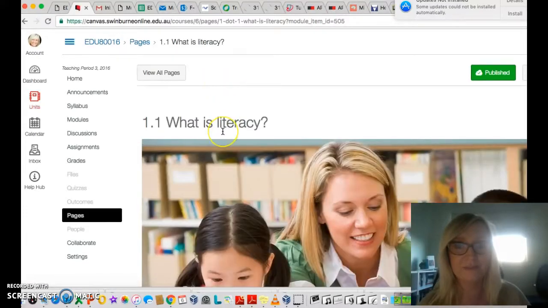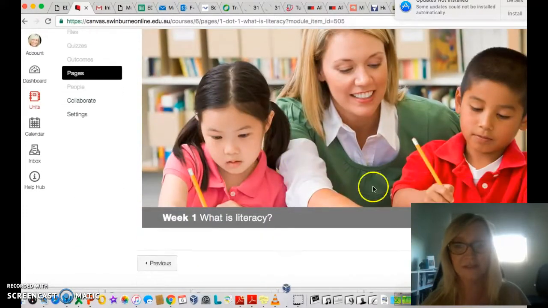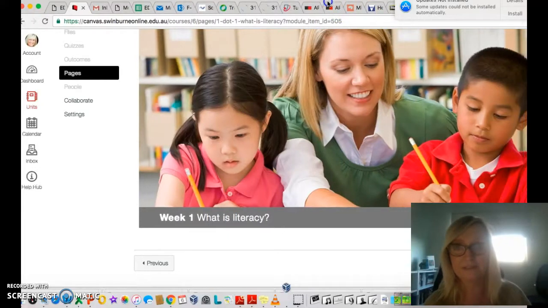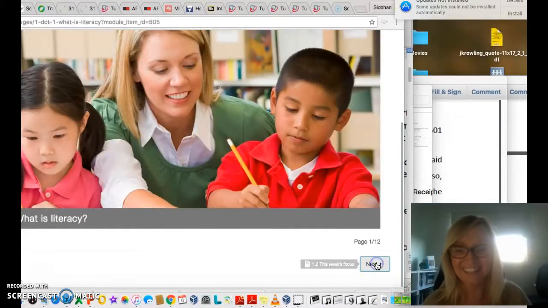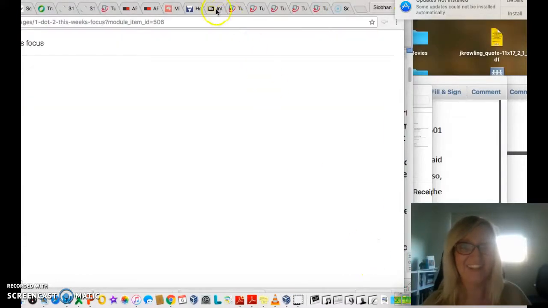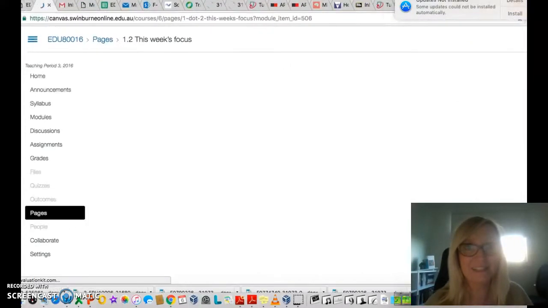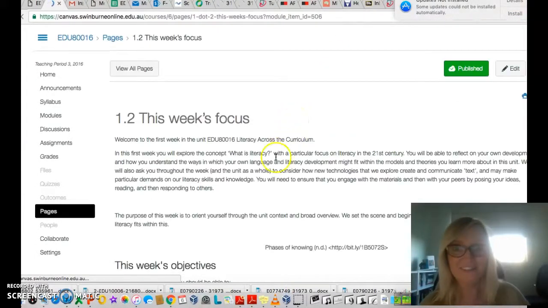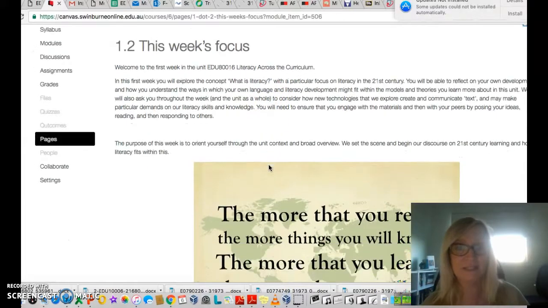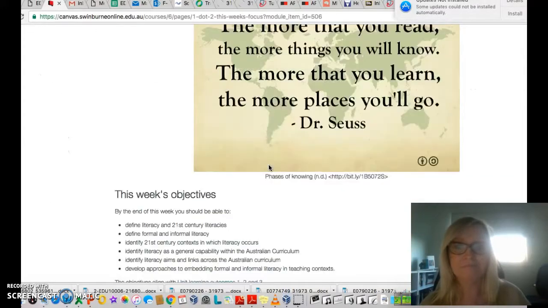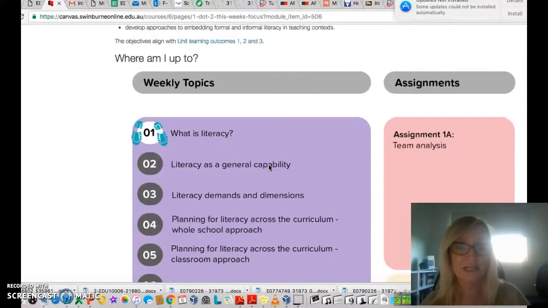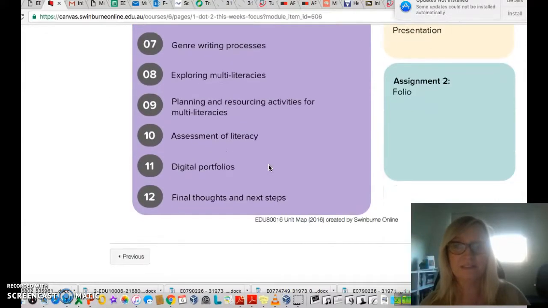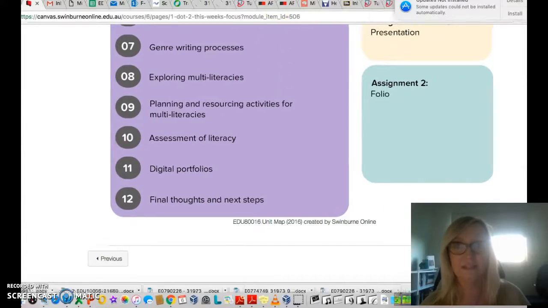Okay, so just a little bit of an overview of what is literacy. Here we go. It's going to load. Okay, so we've got the focus for the week, the objectives, which will be there for each session. What's covered. And then we get down to the detail.